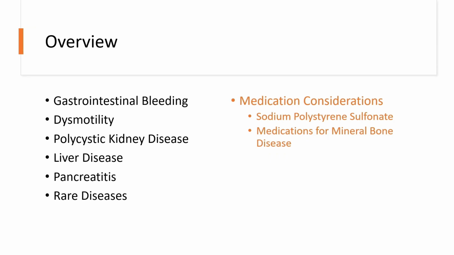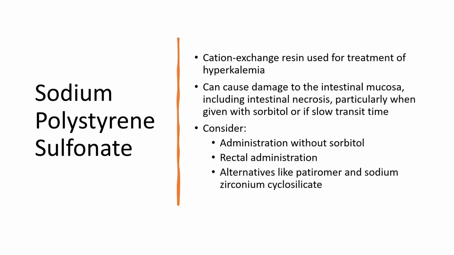All right, and then last we're just going to talk about some medication considerations. There are a lot of medications that we use in CKD that cause GI effects, but I was just going to focus on kind of our management of hyperkalemia and mineral bone disease. So for hyperkalemia, one option is sodium polystyrene sulfonate, which is a cation exchange resin. This can cause damage to the intestinal mucosa, especially if it's given with sorbitol or if it's kind of staying in the colon for a prolonged time.